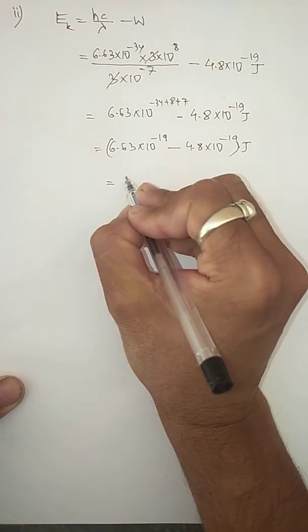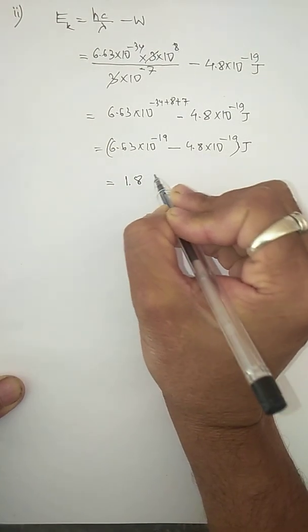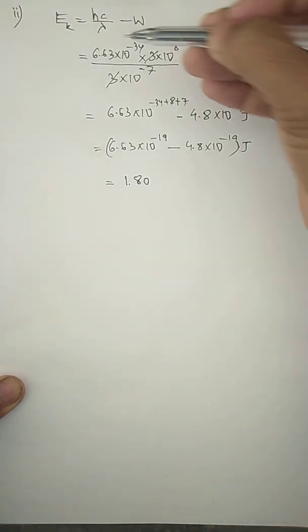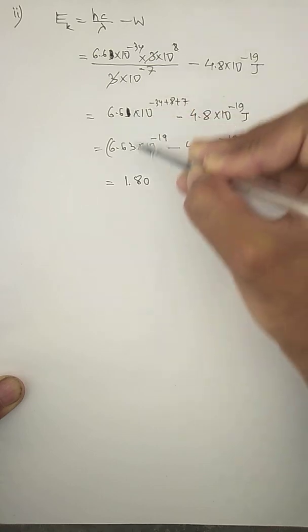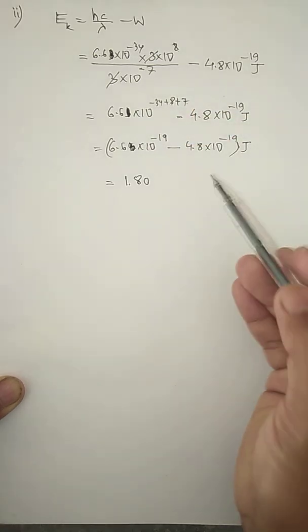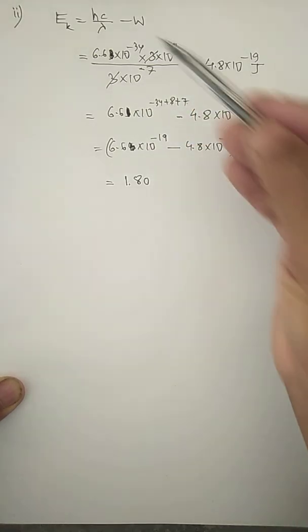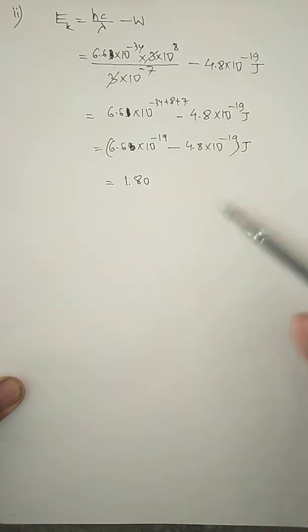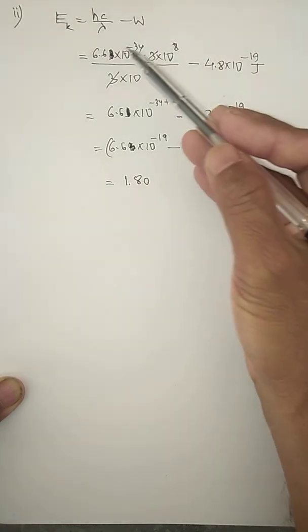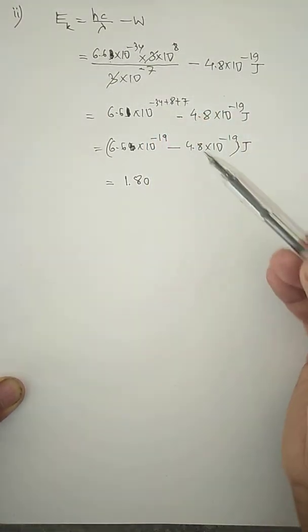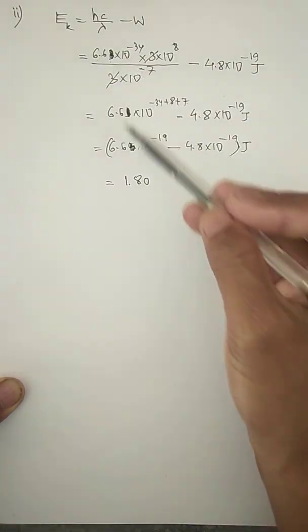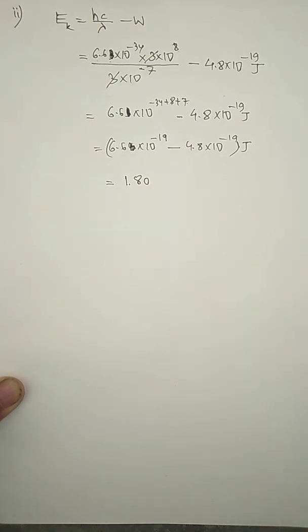Let me take 6.6 only. Children, one thing I'll tell you: the value of Planck's constant which we are taking is as per our choice. You can take it to one decimal place like 6.6, or you can take 6.63. So let me take 6.6 only out here, so that the calculation becomes easy.